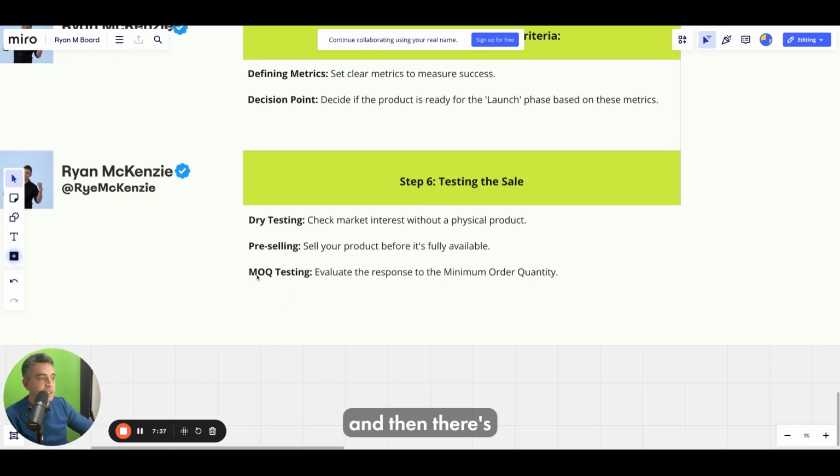And then there's mock testing, minimum order quantity. So this is when you actually go and buy the smallest amount possible. You then fulfill the product out of your kitchen or out of a 3PL like anybody else would.